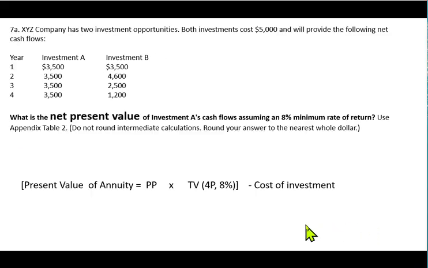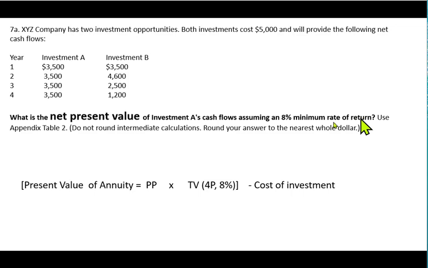Okay, our next question. XYZ Company has 2 investment opportunities. Both investments cost $5,000 and will provide the following net cash flows. So investment A gives you $3,500 each year for 4 years. Investment B gives you $3,500, $4,600, $2,500, and $1,200. Now, what is the net present value of investment A's cash flow, assuming 8% minimum return.